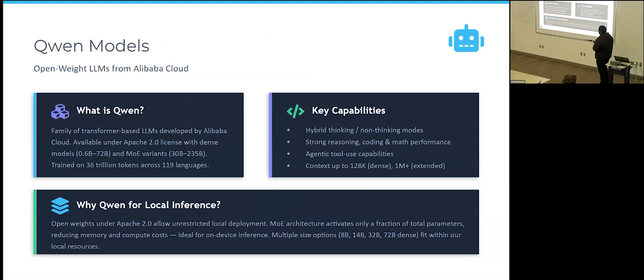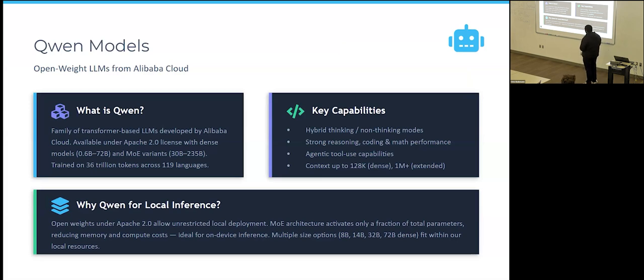So for the experiments that we did, for the most part, we used Qwen models. For those who don't know what Qwen models are, these are a family of transformer-based LLMs developed by Alibaba Cloud. And they are open source, so we can use them for different tasks that we want. The configuration, the weights, and several other pieces of information about the models are provided.